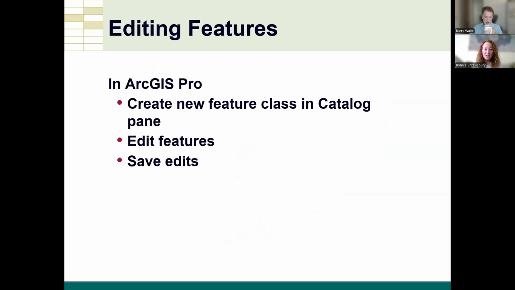So, how do we edit these things? In the catalog pane, you can pick where you want to put your new feature, right click, and say you want a new feature class. And then in Pro, you don't even have to start editing. You can just jump right in and edit your features. But you have to make sure at the end you save your edits, and it'll prompt you if you try to close the project, asking if you want to save your edits.